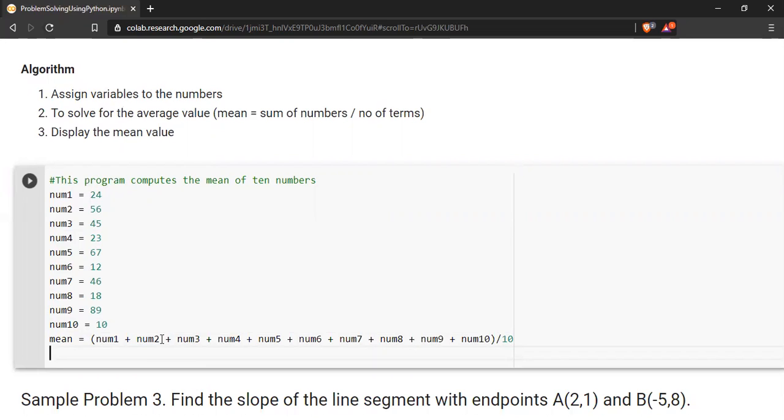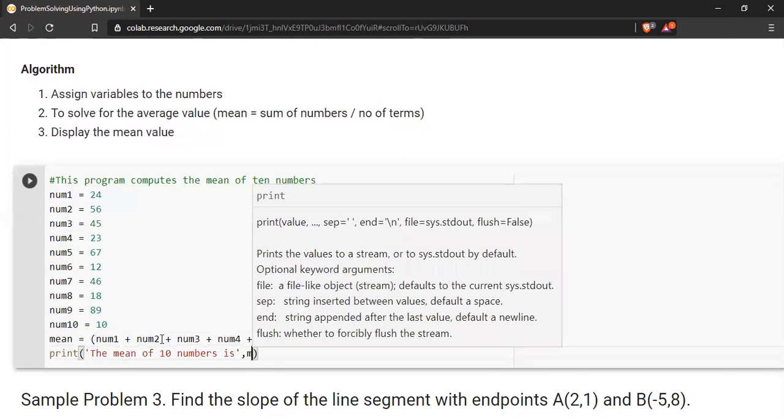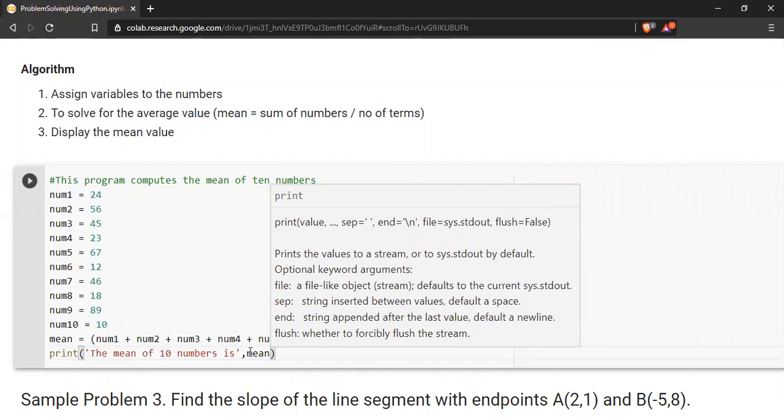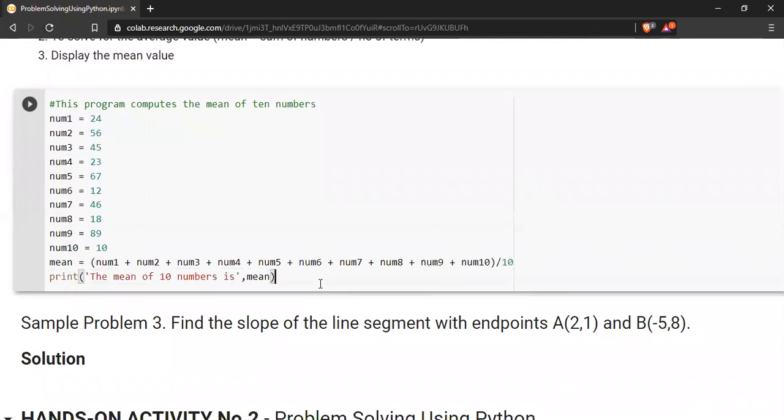Now, since we have the formula for the mean, what we are going to do next is to display the average value. We can use the print function to display the mean of the numbers. So we can say, the mean of 10 numbers is, comma, mean. That's how you display the mean of the numbers.